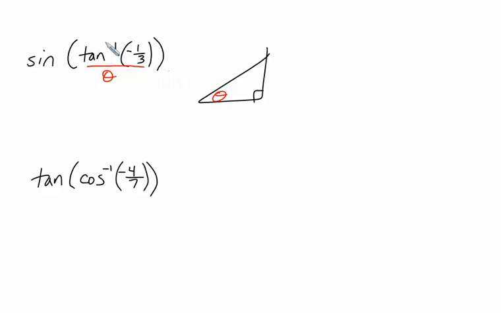Now, if that angle is theta, we would know that its tangent would have to be 1/3, which means the opposite is 1 and the adjacent is 3. We could use the Pythagorean theorem to find the hypotenuse. 1 plus 9 is 10. Hypotenuse is going to be the square root of 10. And now we want the sine of this angle. So the sine of this angle would be 1 over square root of 10. Make sure to rationalize, and we get radical 10 over 10.